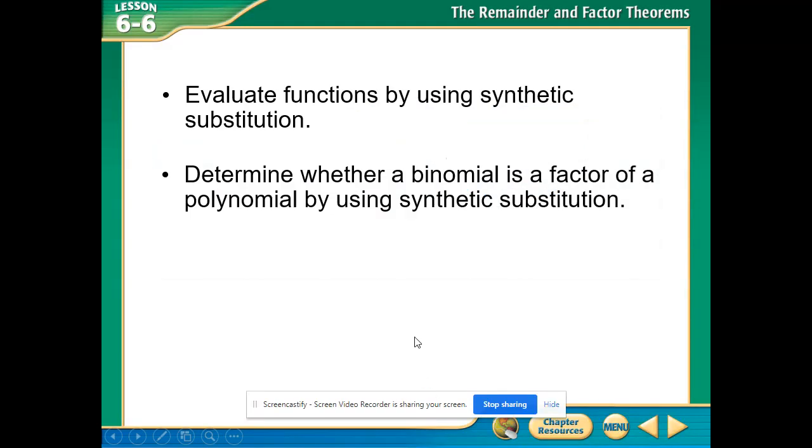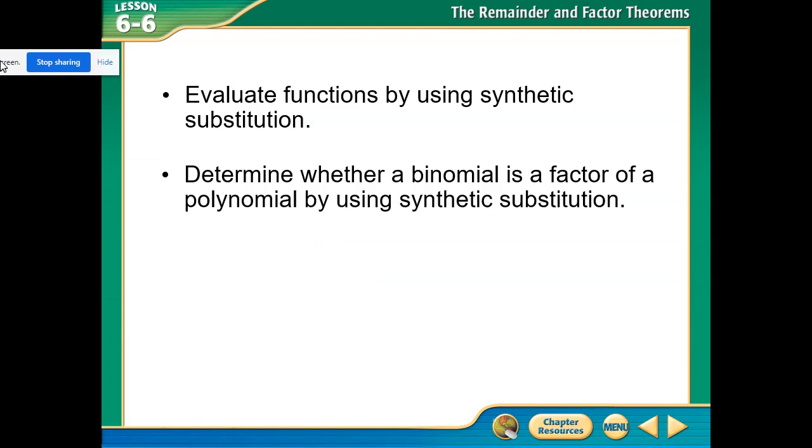All right, today we're going to be talking about the remainder theorem. So we're going to evaluate functions using synthetic substitution, and we're also going to determine whether or not a binomial is a factor of a polynomial using synthetic division or synthetic substitution.